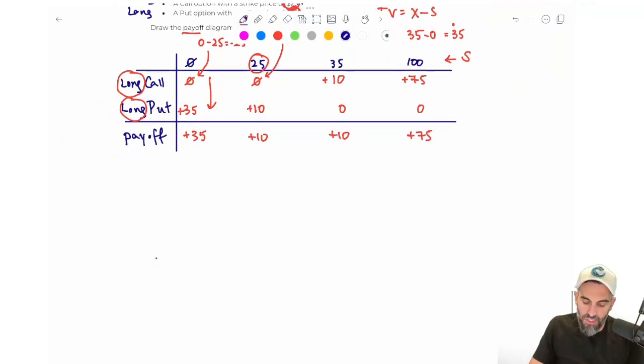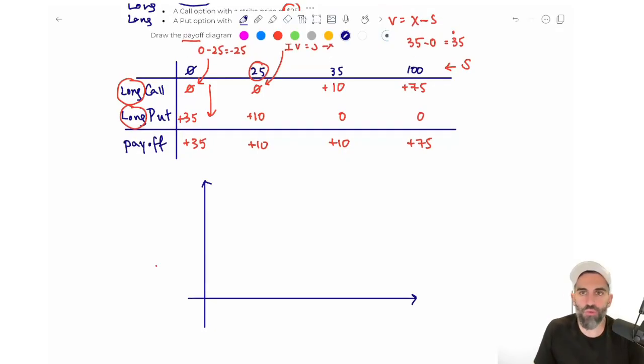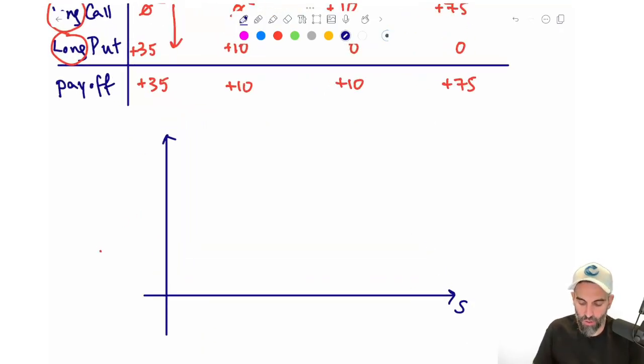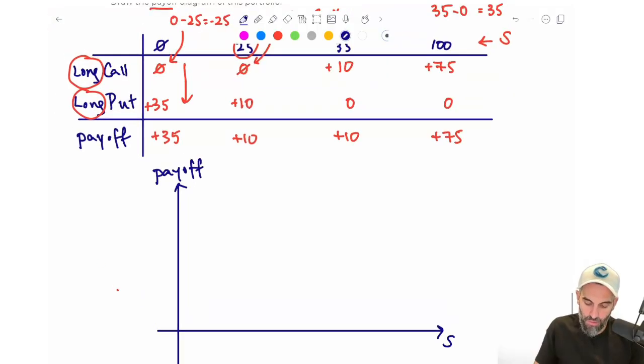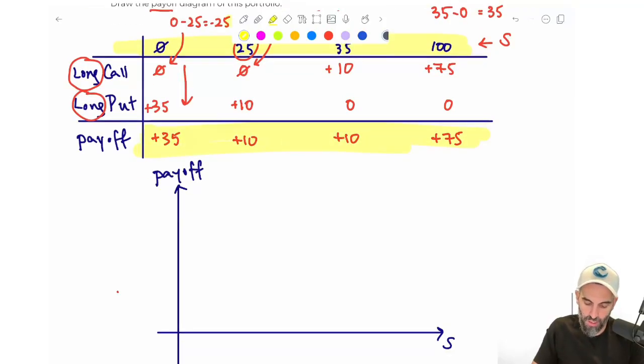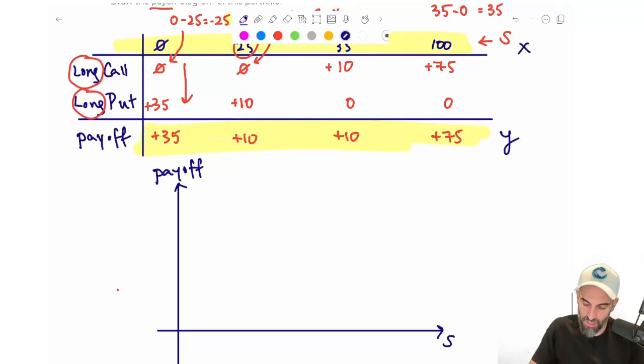Now, the reason you need this table to draw your graph is what we're trying to show is all of the possible payoffs, because we don't actually know what the stock price is going to be in the future. But I've calculated here all the different possibilities. So on the x-axis, you put S for stock price. The y-axis is payoff. And then you use the top row up here for your coordinates. So that's your x, and this bottom is your y.